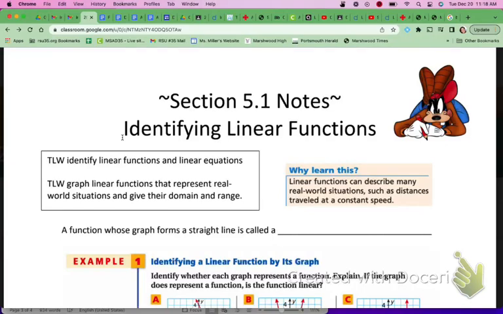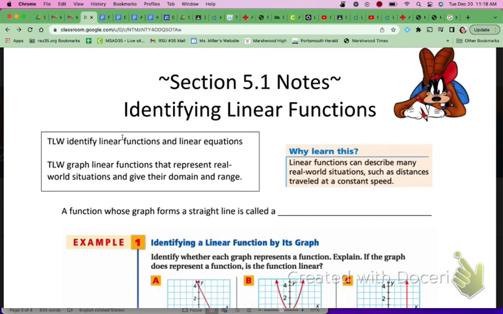Okay, so section 5.1 is all about being able to identify a linear function. We're going to be living in linear function world for most of second semester and the rest of this semester. And then we'll move into other types of functions, specifically quadratics. So by the end of today, you should be able to identify linear functions and linear equations, and you should be able to graph linear functions that represent real-world situations and give their domain and range, which we have already done. Why do we care?